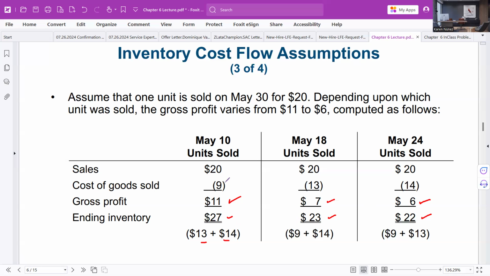We can't use one unit cost one month and then the next month do something entirely different. We've got to make an assumption about how to cost our units and then use that assumption consistently from period to period. It's called the consistency principle. It's a generally accepted accounting principle.